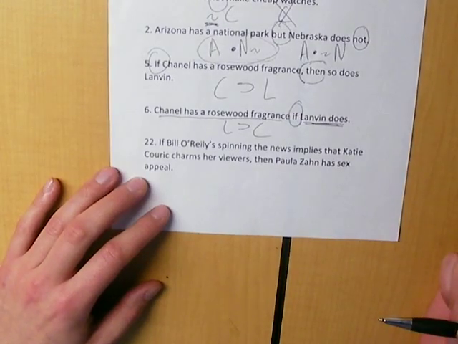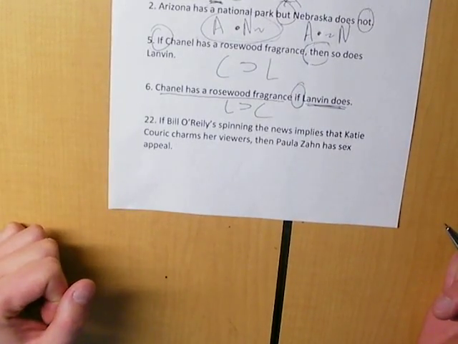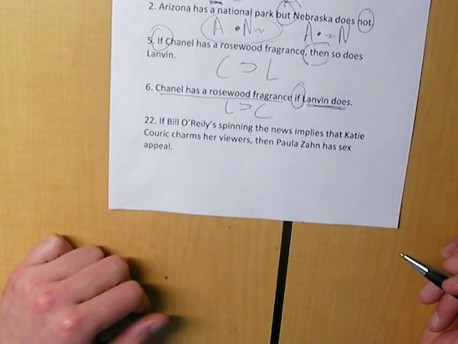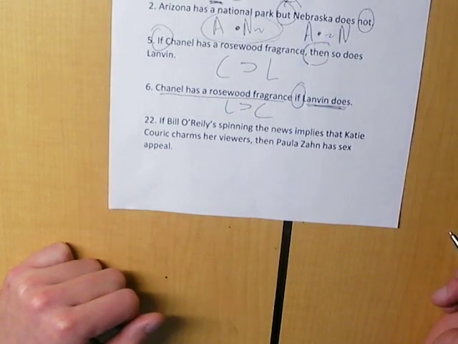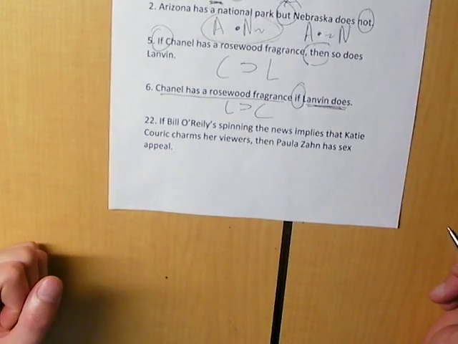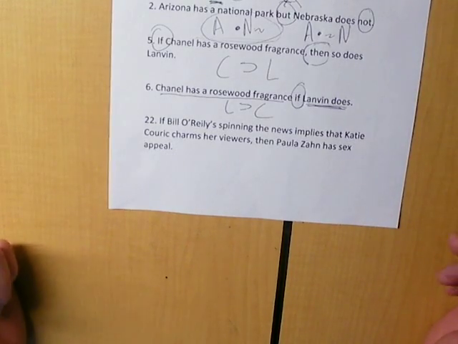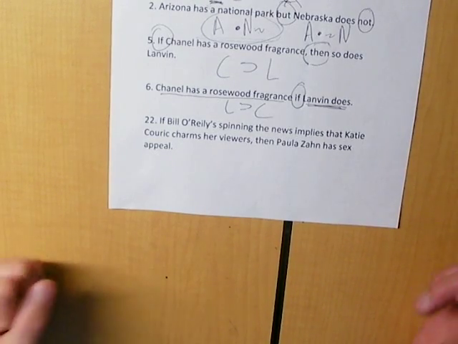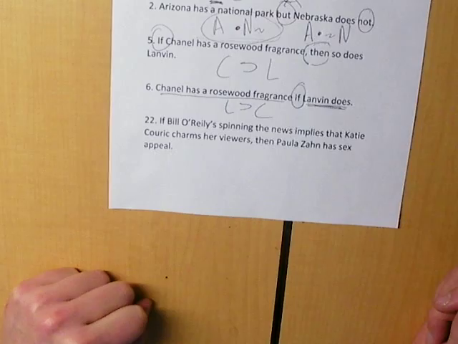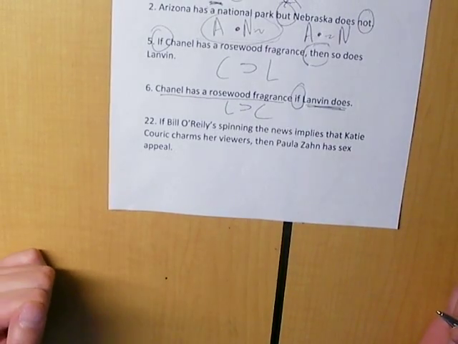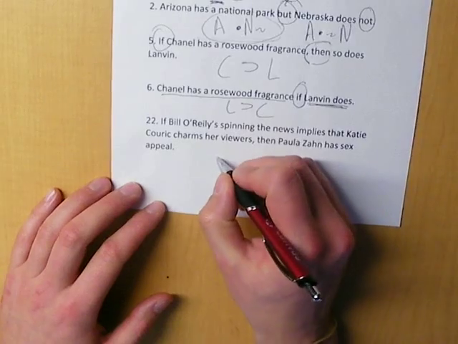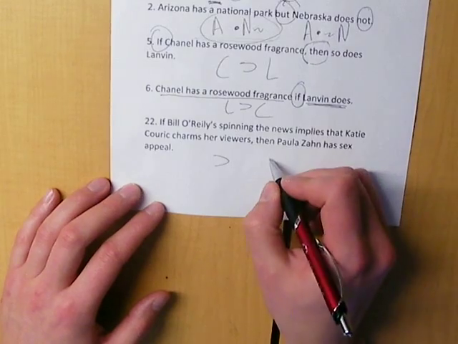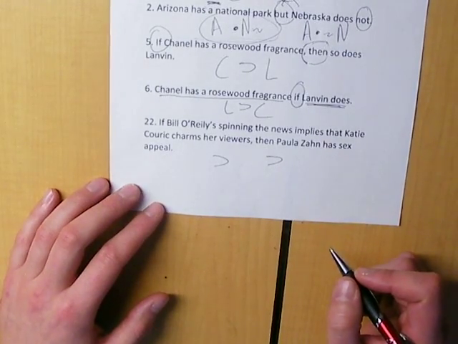This will be the last one that I cover. I would again highly recommend taking a look at a few additional problems in the text, checking your answers, letting me know if you have any questions. But a quick once over will suffice. It's 5% of test number 1. So 22. If Bill O'Reilly's spinning the news implies that Katie Couric charms her viewers, then Paula Zahn has sex appeal. So let's identify the operators here. Implies that. That's language indicating the horseshoe. And of course we've got if-then in there as well. So we've got 2 horseshoes.